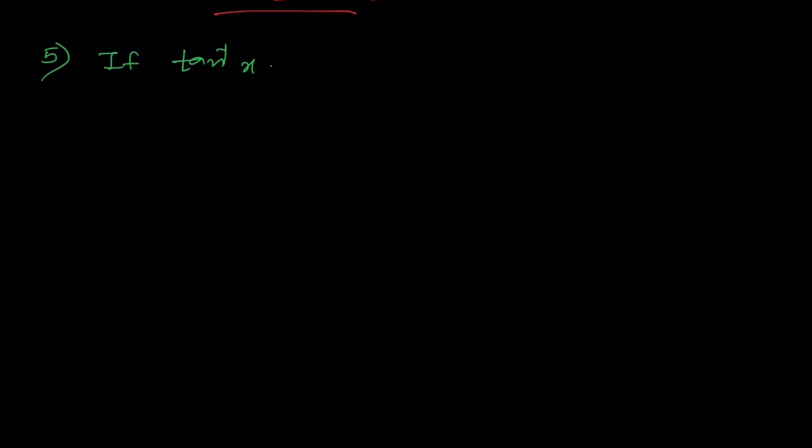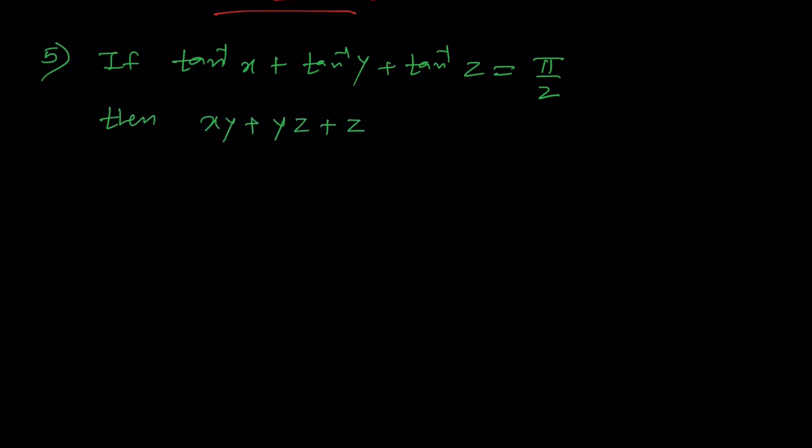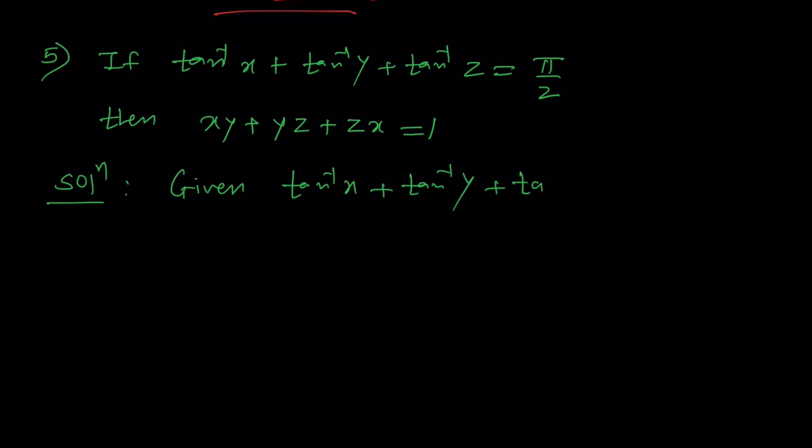If tan inverse x plus tan inverse y plus tan inverse z is equal to pi by 2, then prove that xy plus yz plus zx is equal to 1. Let's start. Given tan inverse x plus tan inverse y plus tan inverse z is equal to pi by 2.